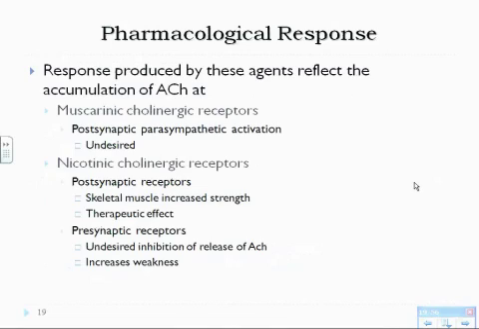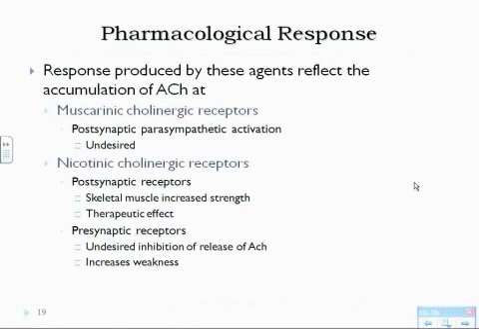Pharmacological response. The response produced by these agents reflects accumulation of acetylcholine molecules not only at the nicotinic muscular site, okay, the neuromuscular junction site, but also at the muscarinic sites that are found in the parasympathetic system, as well as the presynaptic sympathetics. But it really doesn't affect the sympathetics that much. It really affects more the parasympathetics. And these can be very dangerous, undesired reactions, which I'll show you in a minute what can happen.